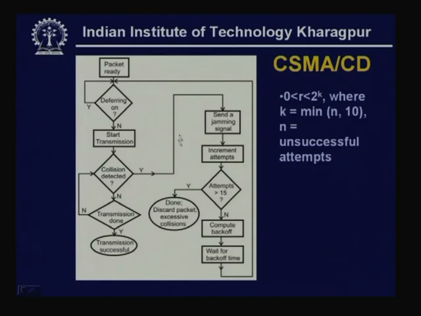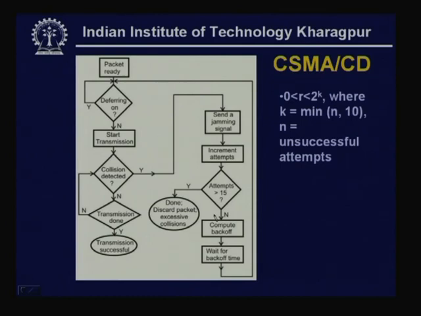On the other hand, if the transmission is not finished and collision is detected, then it sends a jamming signal. After sending the jamming signal, it has to decide how long it will back off, and for that purpose it has to find out how many attempts it has already made. So, it increments the attempt count from the previous one, and checks whether the number of attempts has exceeded 15, the maximum number allowed. If not exceeded, it computes the backoff and waits for that backoff time. So, let us see how the backoff time is calculated.